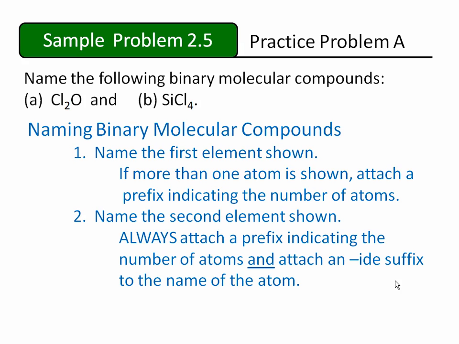Once we name the first element, we will name the second element that appears in the formula. For the second element, we always use a prefix from the table that we just looked at, and we always change the ending of the name of this element to have an IDE suffix.